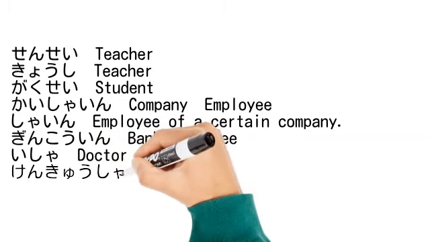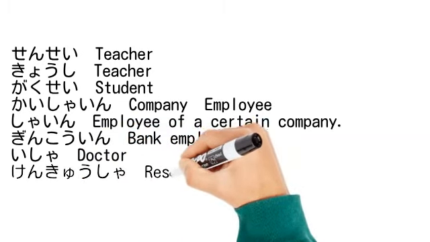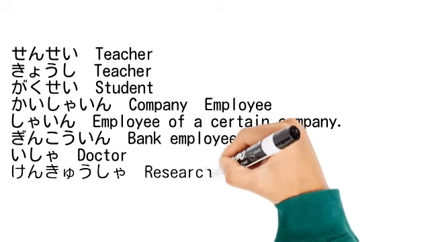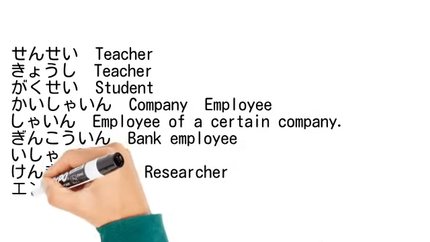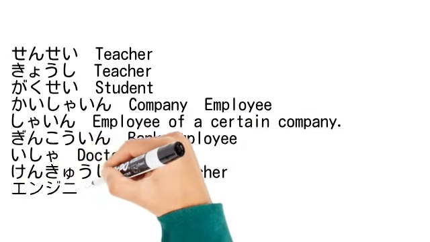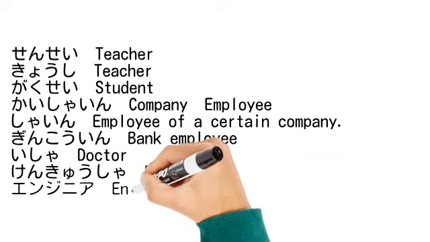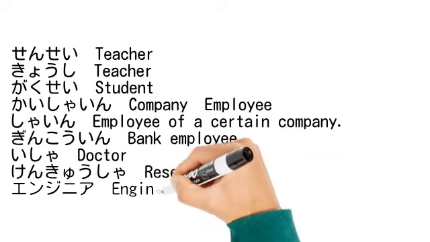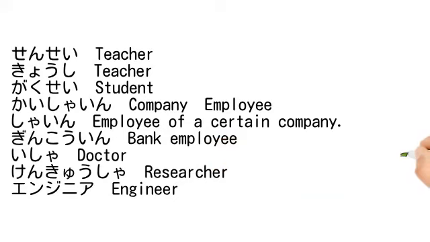Then we have isha and kenkyusha. If you take a look, both of them end with sha, because sha is a suffix for a person. So we have isha for doctor. Then kenkyu means research, but with sha it becomes a person, researcher. Then we have the katakana word for engineer.